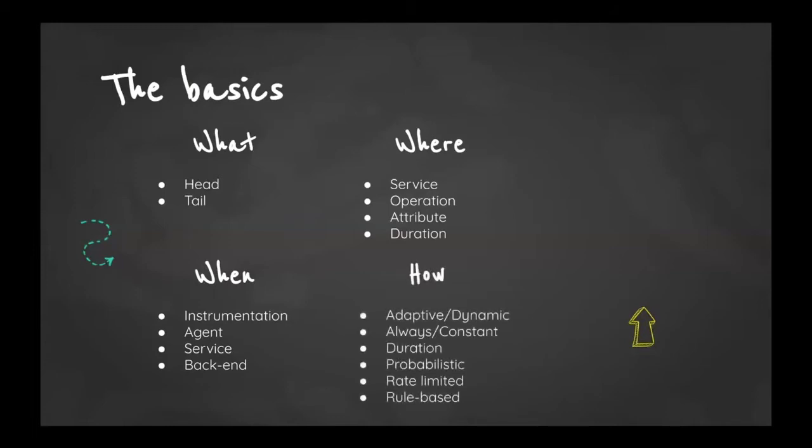The how is more of the policy-based way to make a sampling decision. Do I want to do it based on some rule or some rate? Do I want to base it on the duration or a probabilistic way? What are the trade-offs of those is something that we'll cover here as well.